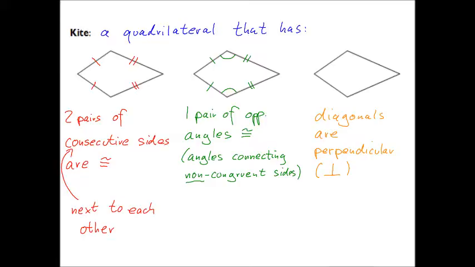And last but not least, the diagonals of a kite are always perpendicular. So if we mark our diagonals in our kite, they cross each other at a 90-degree angle. They are perpendicular. So let's look at some examples.